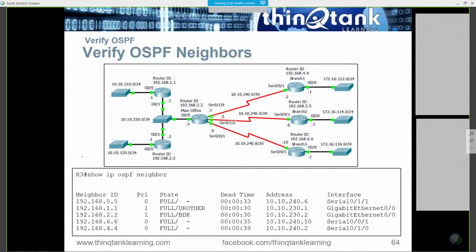well, the only way you're going to do that is if you fix the problem. Did anybody find out what the problem was? What was it? Encapsulation. There was an encapsulation mismatch on the serial link. One side of the serial link is running PPP, the other side is running HDLC. They have to match. So either configure PPP on both sides or remove PPP from one side.